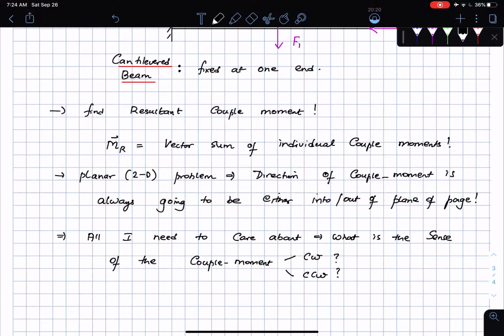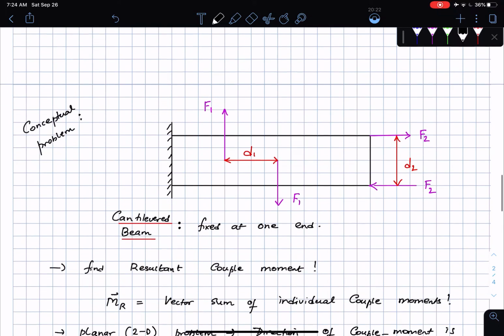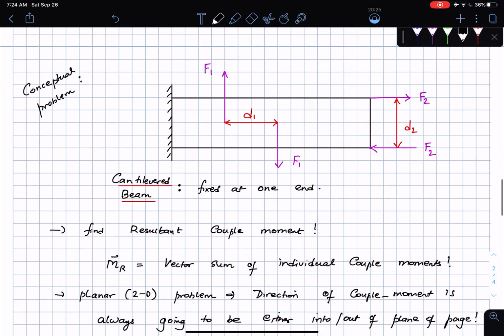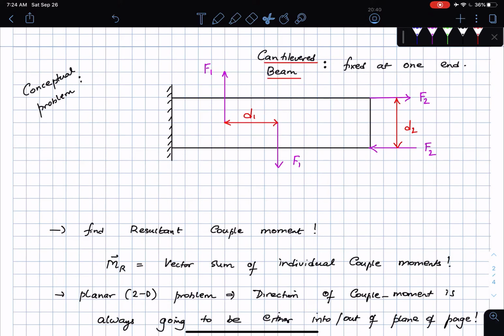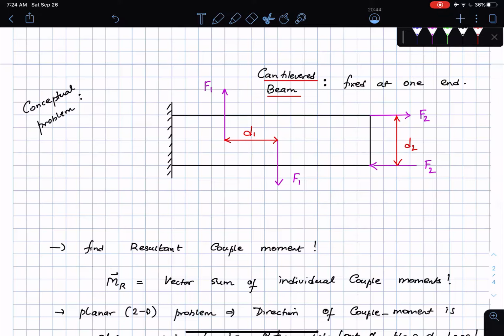Okay, so here is what I'm going to do. I'm going to go back to my figure here, and you're going to do this with me very carefully. I see that the couple moment due to the force F1 is going to be force times distance. Let me scoot this up here so that I can work with the other things. The couple moment due to the force F1 is F1 times D1.